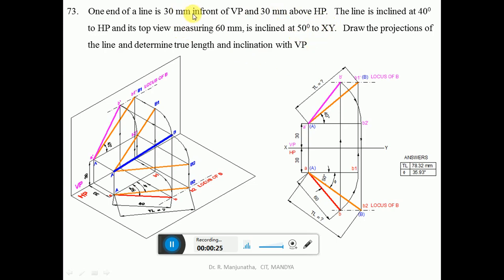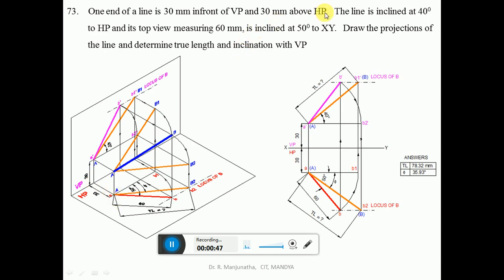So one end of the line is 30 mm in front of VP and 30 mm above HP. So when you look from the top view, we can see the distance 30 mm in front of VP. When it is projected onto the horizontal plane, that distance is 30 mm in front of VP. And you mark this point as small a.